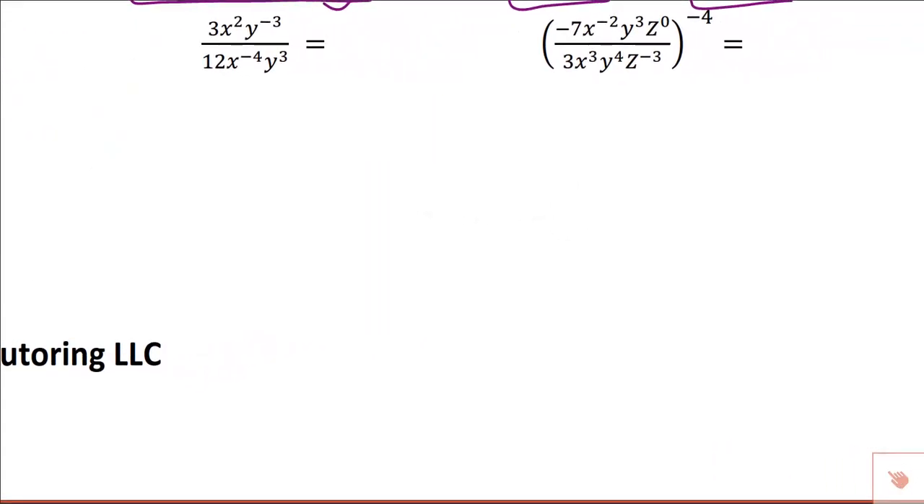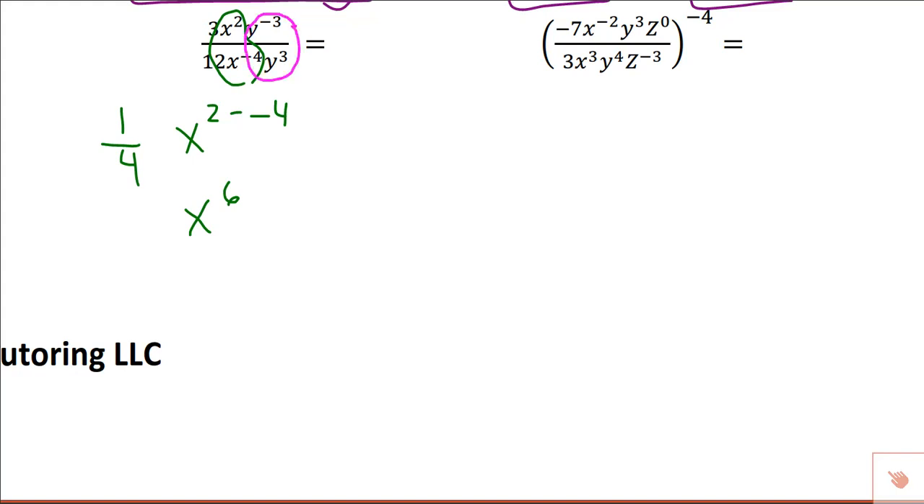For this next one, same process. Take care of the numbers first. So this is going to simplify to 1 over 4. And you know what? I was going to show you a shortcut, but let's take care of this first. So 1 over 4. Now, I have y to the second divided by y to the negative 4. That's the same thing as saying y to the second minus a negative 4, which really comes out to be y to the positive 6.